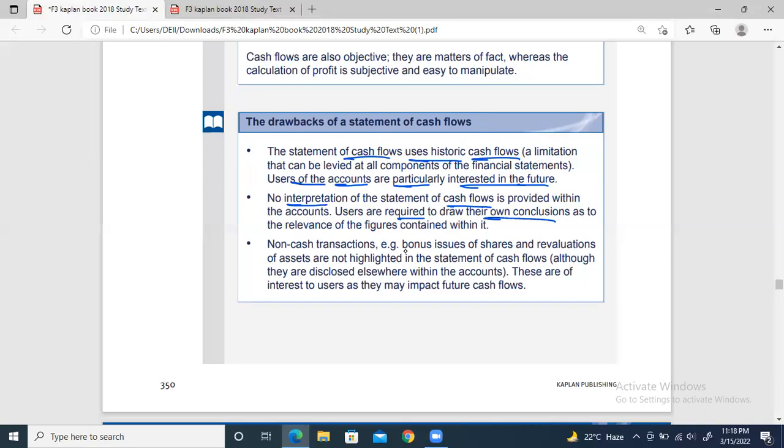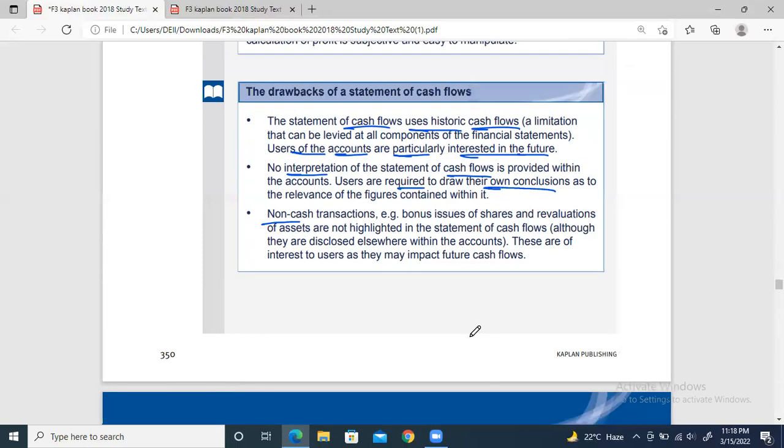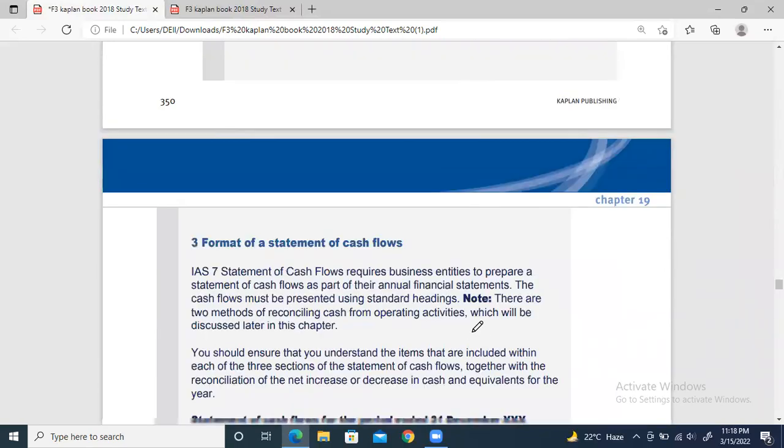And obviously non-cash transactions also play an important part in some cases. So they are not included here. Obviously we have to exclude the effect of them in this statement. Okay, so these were the drawbacks, very simple theoretical things, nothing special to understand here.